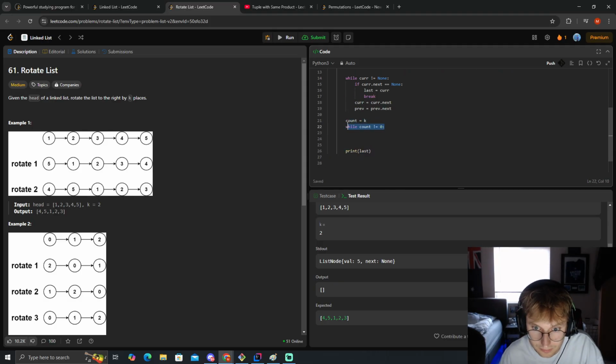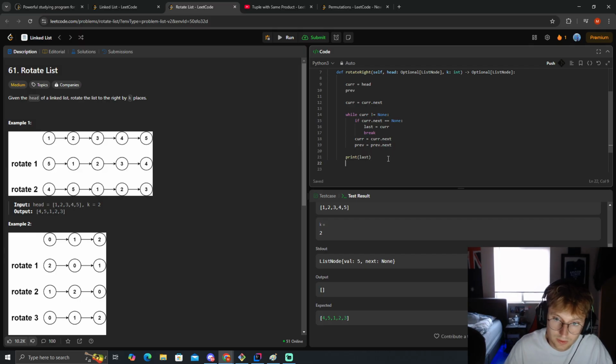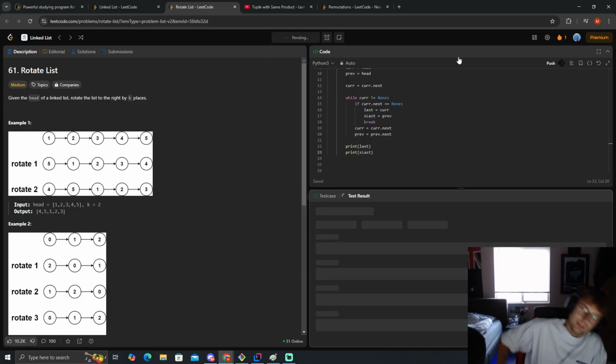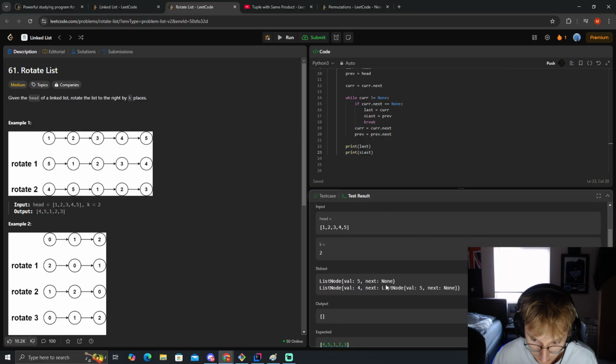Okay. That's our last. Prev. S last is equal to prev. Prev's equal to head. Print last. Print S last.